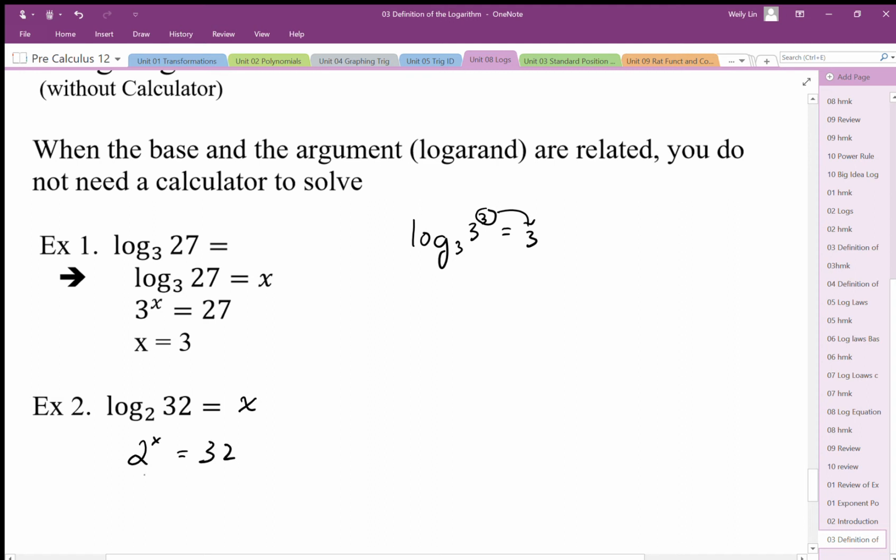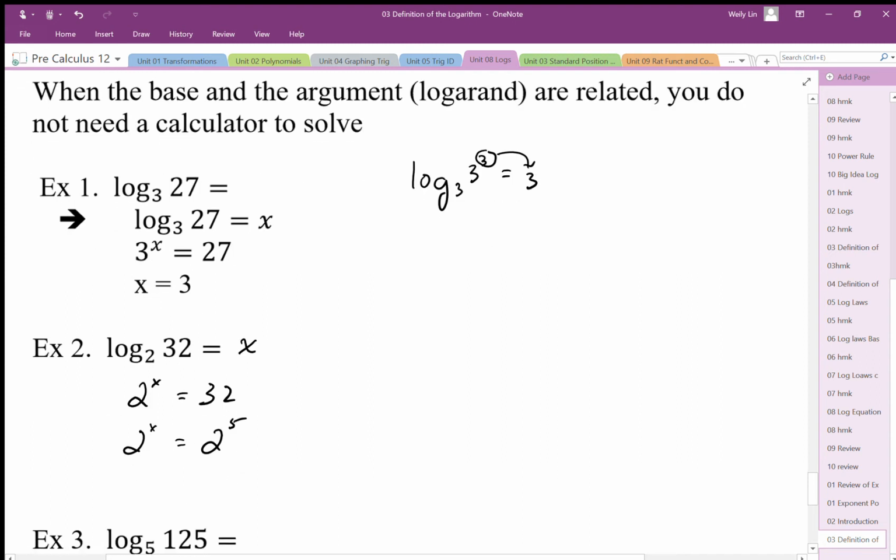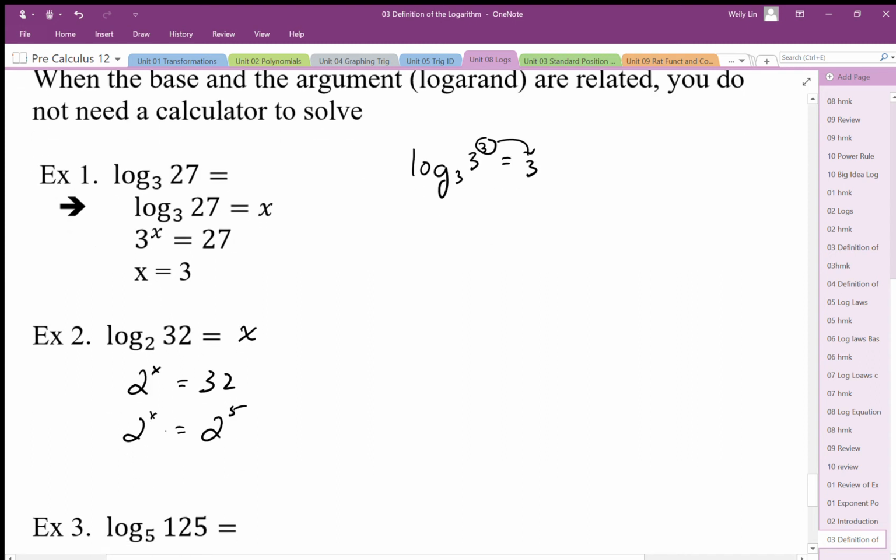I can express 32 as a power of 2. It's going to be 2 to the power 5. I can use a property that if the bases are the same, the exponents are the same, so I get x equals 5. Some of you may be getting comfortable with this log form and understand that, yeah, log base 2 of 32, the exponent on base 2 that gives me the number 32 is going to be 5.